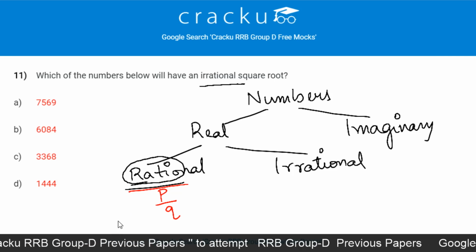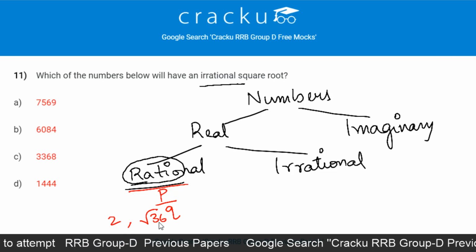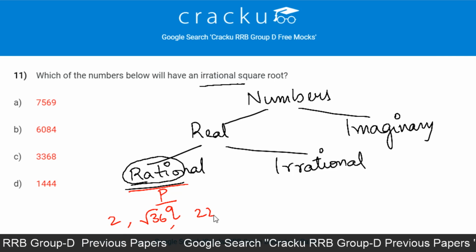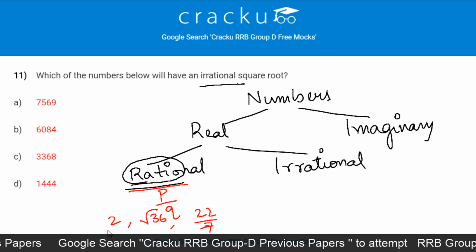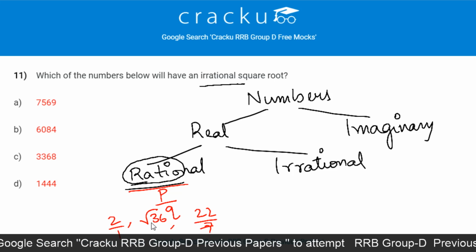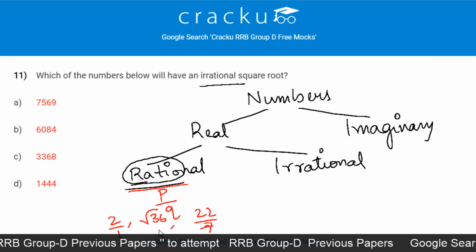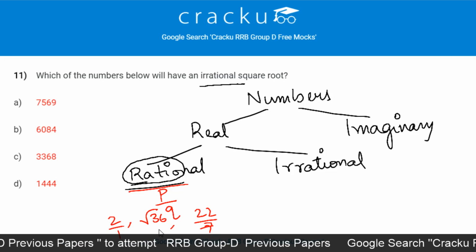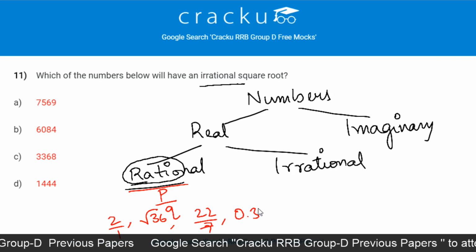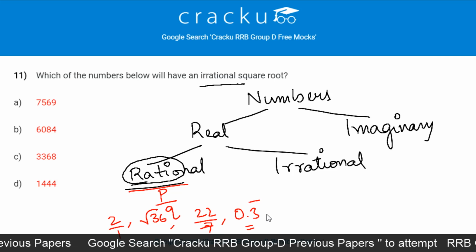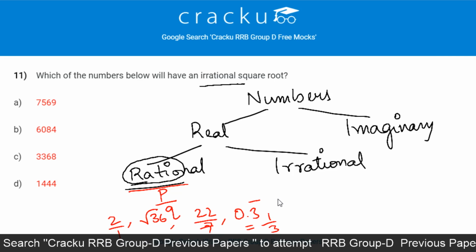For example, 2, root over 36, 22 by 7. If you see, 2 can be expressed as 2 by 1. Root over 36 is nothing but 6. 6 can be expressed as 6 by 1 or 12 by 2. Similarly, recurring decimals like 0.3 bar, which is equivalent to 1 by 3. So all these numbers form rational numbers.